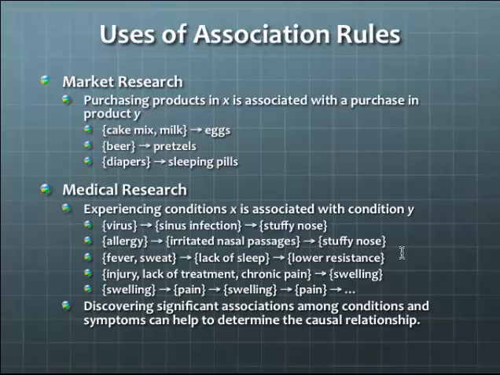And also it can help the researchers in the medical area to identify the symptoms of some new diseases or something like that. And also discussing the significant associations among some conditions and symptoms can help to determine the causal relationship. But be careful that the rule itself doesn't indicate any causal relationship, because to define the causal relationship, it will need more precise proof. The rule itself only indicates some strong relationship and/or correlation between two items.